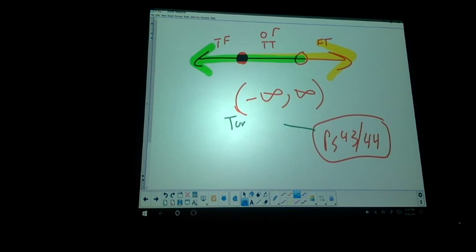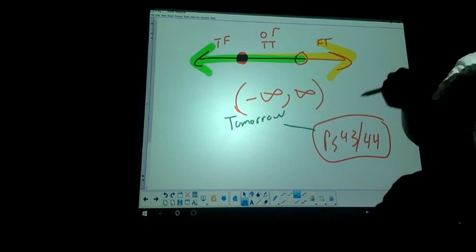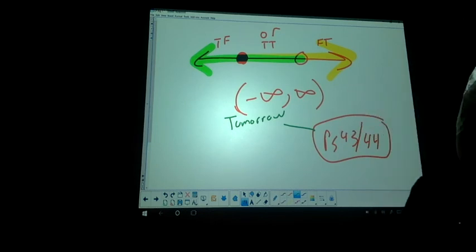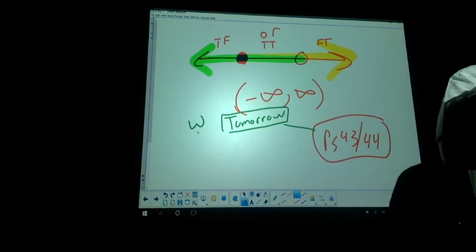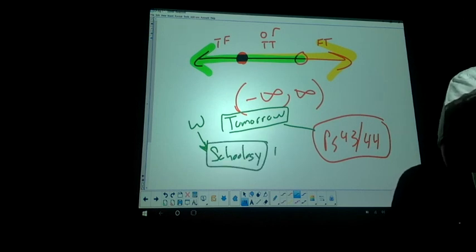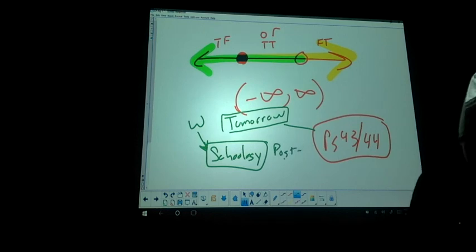Tomorrow, we will go over this. This is not the take-home test. This is just the practice. So we'll go over that. Tomorrow's Wednesday, right? We'll go over that practice test. We're going to do the Schoology post-test, which is the exact same thing as your pre-test. Okay?